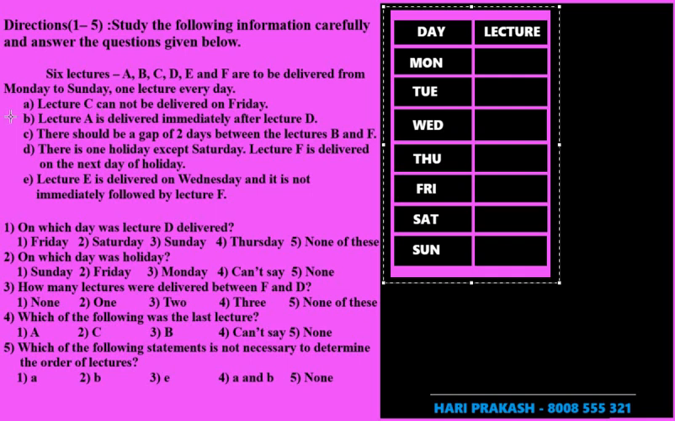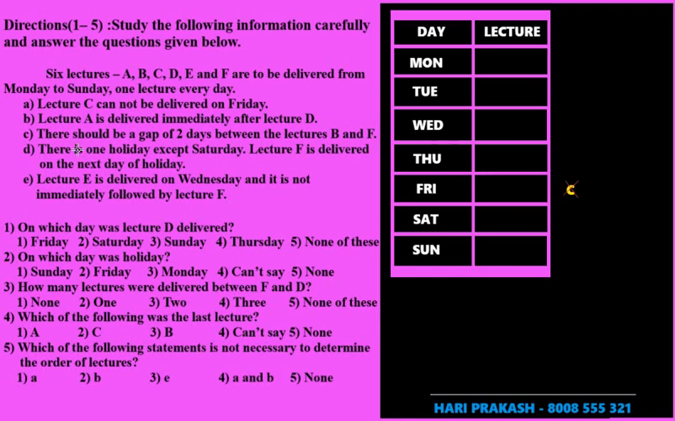Right? Now let us see this first point. Lecture C cannot be delivered on Friday. Direct point or indirect point? It is an indirect point. He is telling that lecture C is not there on Friday. So let us take this in working notes outside the table, like this. Lecture C is not on Friday. I have written like this.